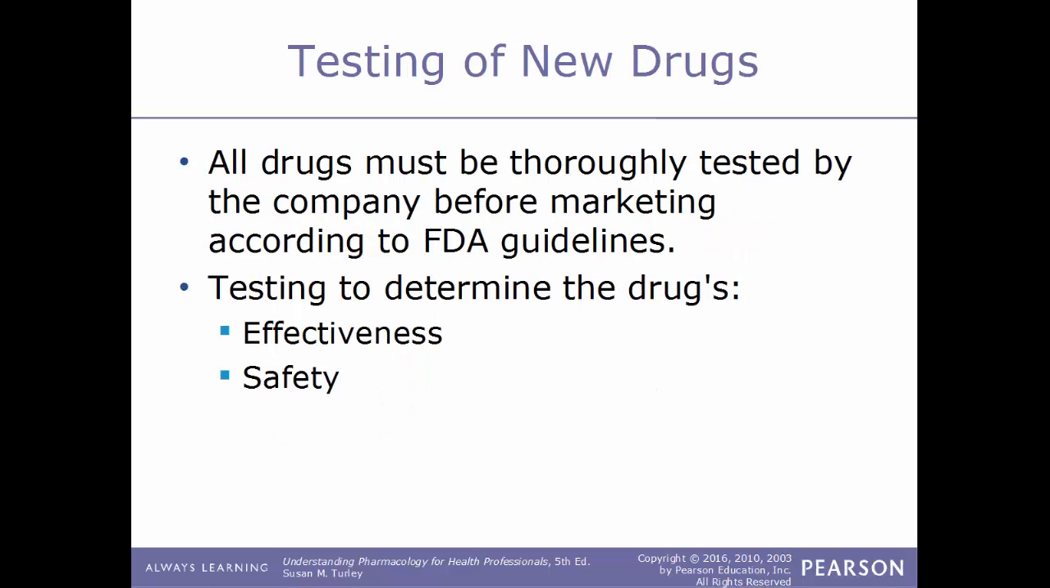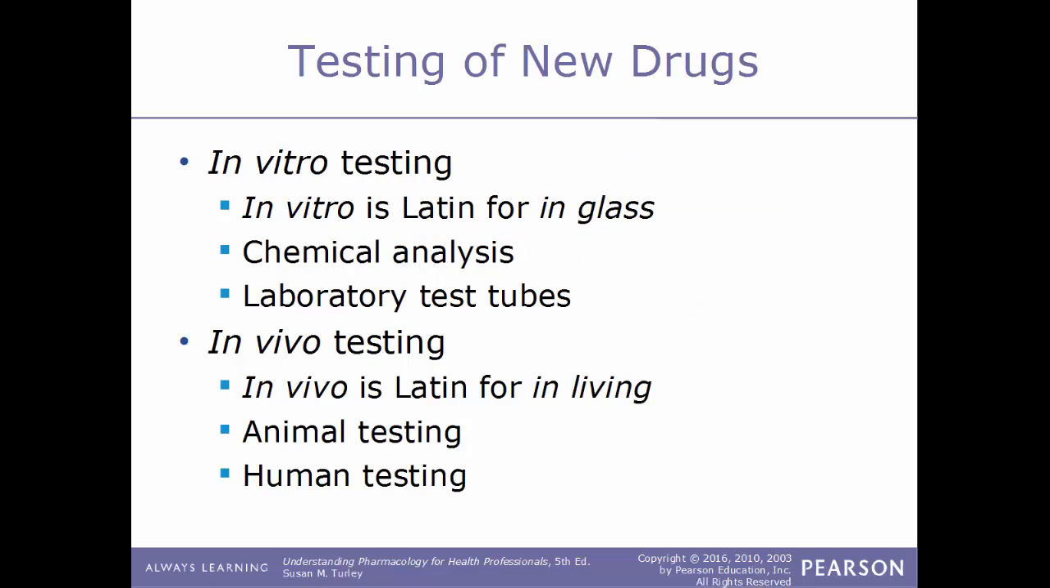All right, next we'll talk about the testing of new drugs. See, all drugs must be thoroughly tested by the drug company before it can be marketed according to FDA guidelines. Now the testing is done to determine the drug's effectiveness and also its safety. There are many different methods of testing. One of those is in vitro testing. The phrase in vitro is Latin, which means in glass. This is done in test tubes. This is where you have chemical analysis.